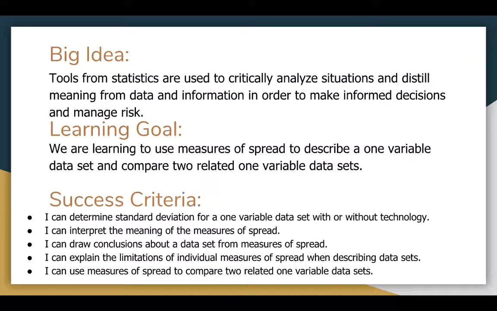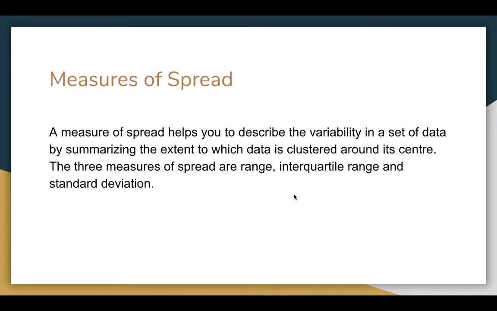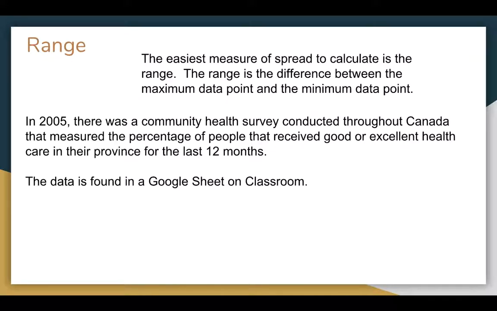Today we're going to be talking about standard deviation, measures of spread, and comparing two related one variable data sets. A measure of spread helps you describe the variability, the extent to which the data is clustered around its center. We can also say the reliability, how consistent something is. The three measures of spread are range, IQR, and standard deviation. Range is by far the easiest measure we get to calculate in this class, but not the easiest to calculate on a Google Sheet, so we'll see how to do that.